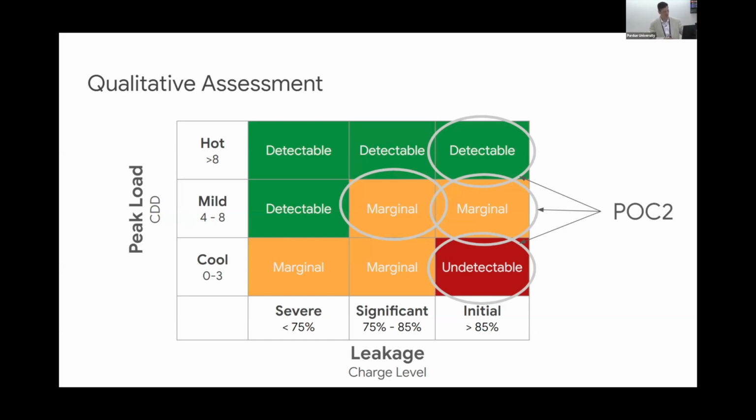Obviously you can always detect a leak on a hot day. But as the weather gets milder and there's a lower amount of load, it becomes much more difficult to detect. Nonetheless, what we think is the interesting, fruitful and noteworthy part of this is that we're in fact able to detect 5% leakage under the right conditions.